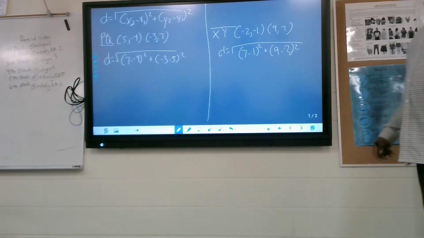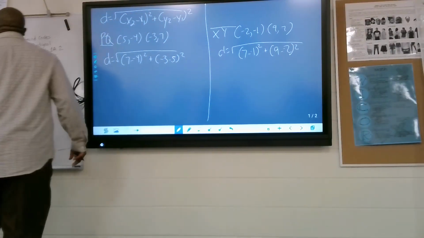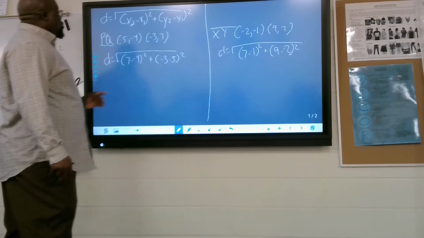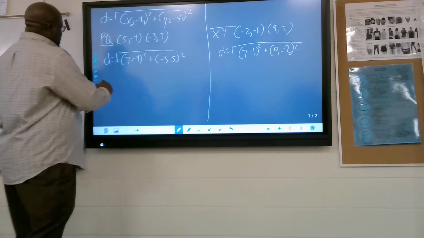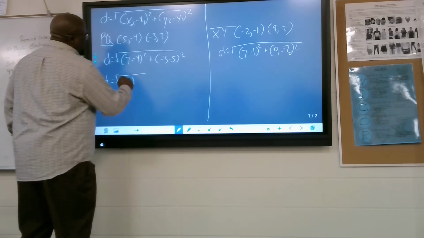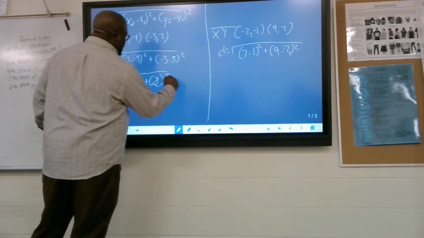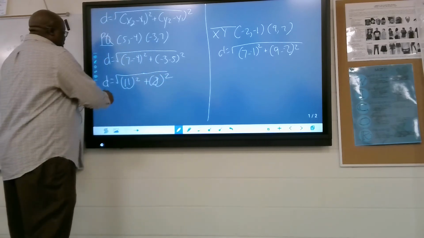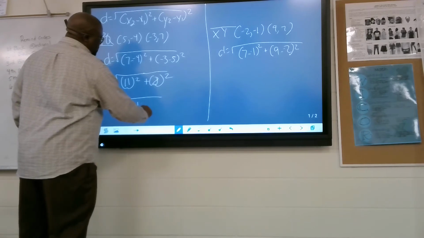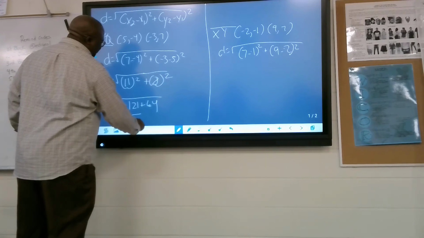I would do the first one, because once you figure out how to do this one, you know how to do the rest of them. Remember, once you know the process, the product is not in question. So you end up with 11 squared plus 8 squared, which will give you 121 plus 64, which will give you D equals the square root of 185.